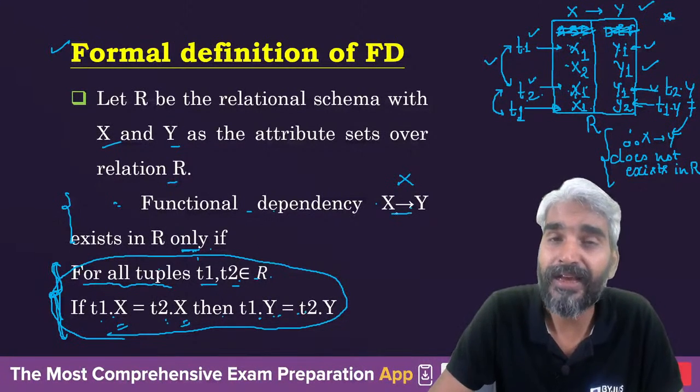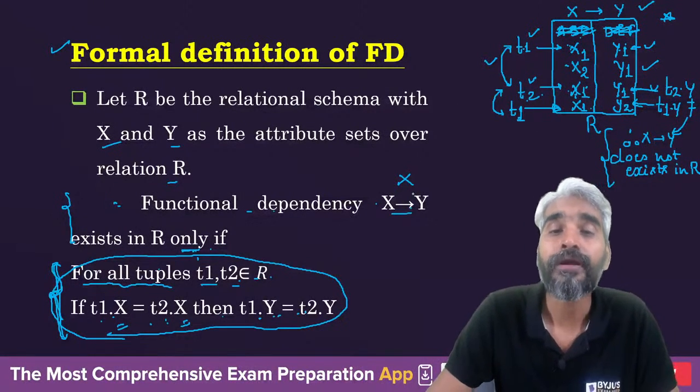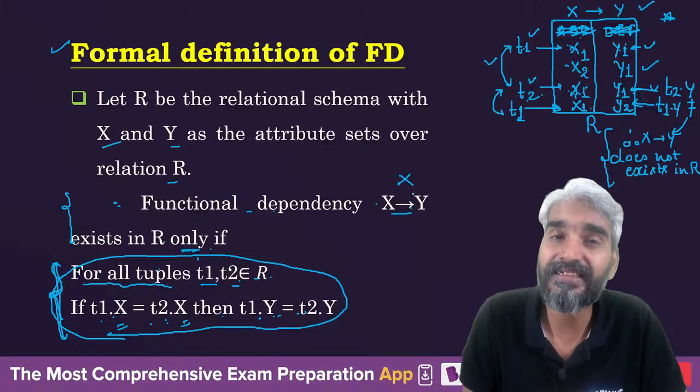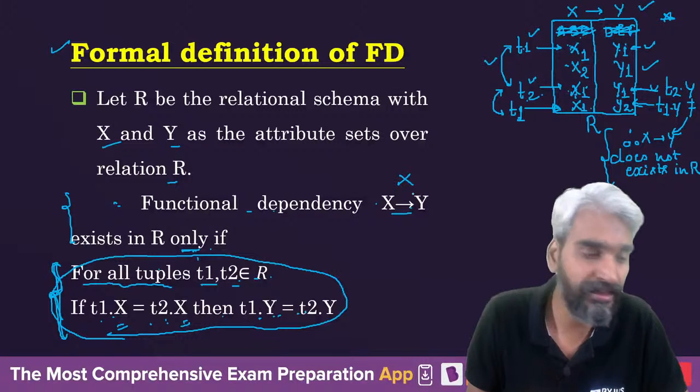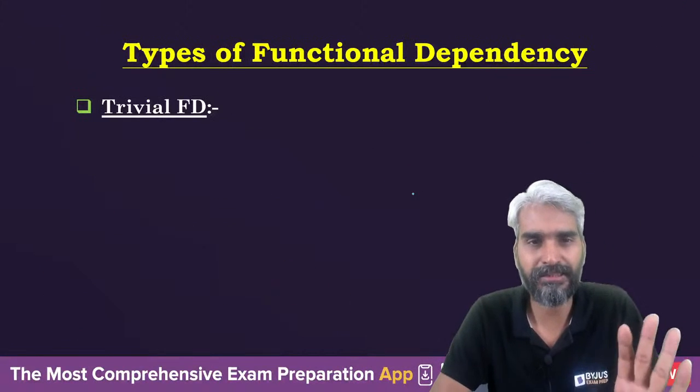So if X implies Y exists, then this condition should have been true, but we can actually see that for these two tuples T1 and T2, this condition is not satisfied. Therefore, X implies Y does not exist in the relation R. Clear? I hope this is clear to everybody. So this is just the formal definition.